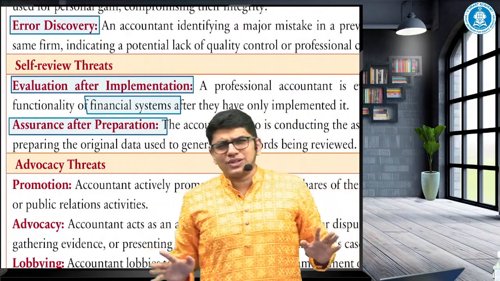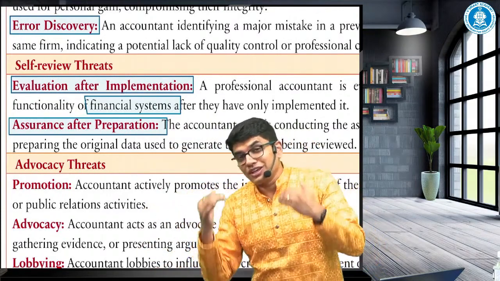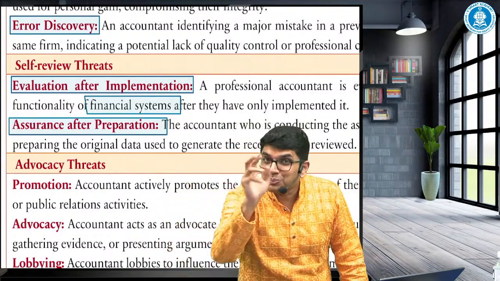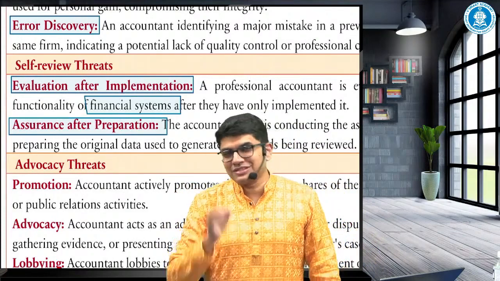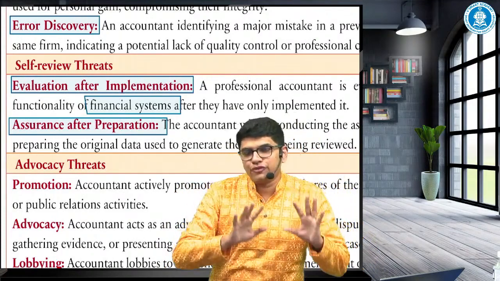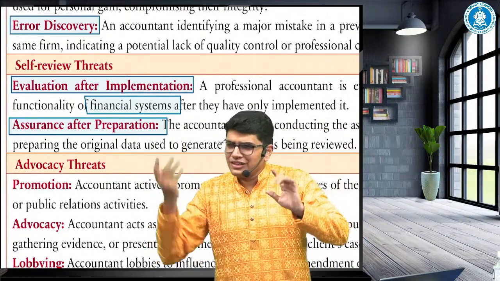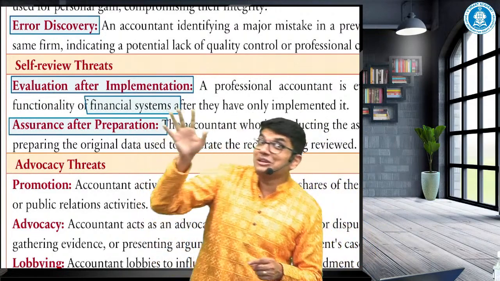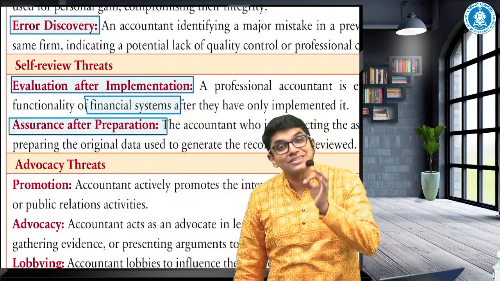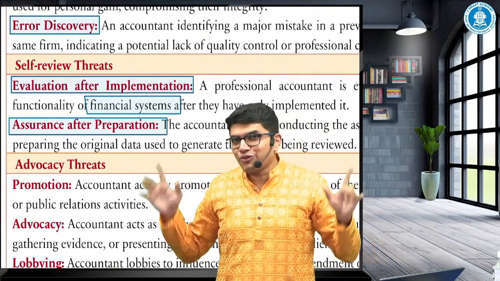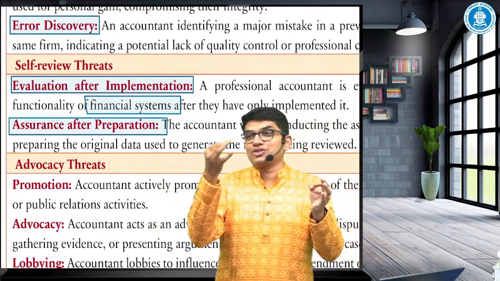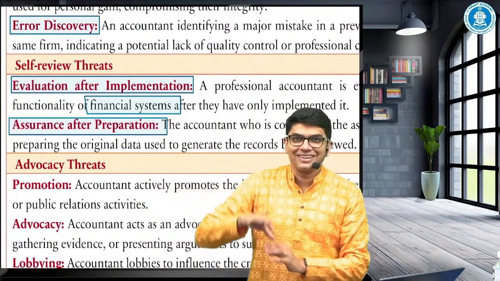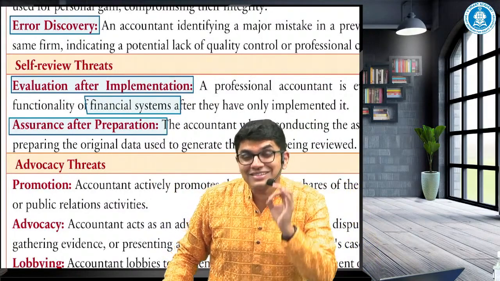So if there is any situation where he is checking his own work, he will never report negative things. He will compromise with the fundamental principles. Self-review threat. So there are two things. If after implementation of systems, he is only checking it in one capacity or another, as a statutory auditor or as an internal auditor, there will be a self-review threat. If after preparation of fixed asset register, preparation of employee benefit calculation, Ind AS consultancy, he is only checking it, again, it will create self-review threat.